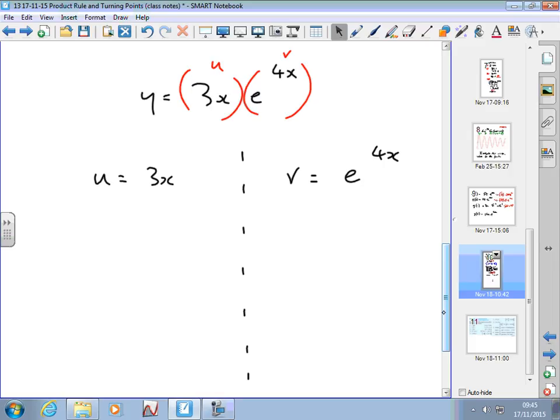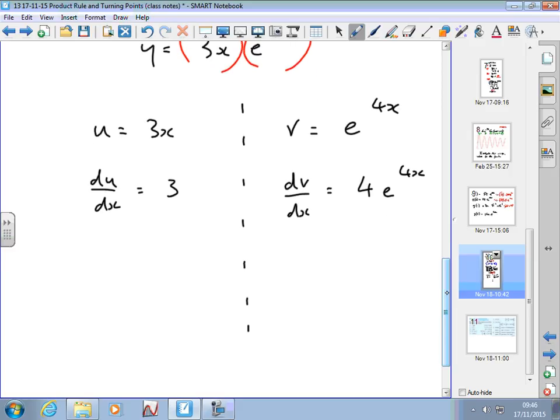So whatever I've called u, I want to differentiate. What is the differential of u with respect to x? What is the differential of v with respect to x? So just take each function in turn, look at my table of differentials and differentiate it. Differential of 3x is just 3, and the differential of e to the 4x is 4e to the 4x. Just check you see that. If you're watching this video, just pause it and make sure you see how that table helps you get that.